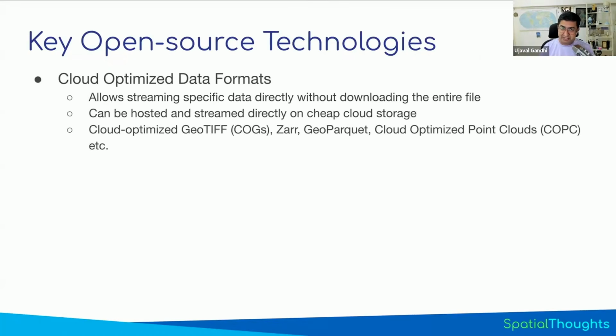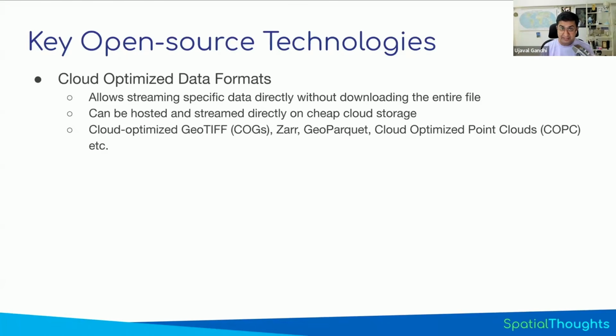GeoTIFF is a traditional data format that we've been using. Most of the satellite data you would download would be in this format. Cloud Optimized GeoTIFF is a backwards compatible version of this data format, which now allows you to host that file in a cloud accessible storage, and then you can query and stream only the pixels from those files directly without having a server in between or without having to download the entire scene.